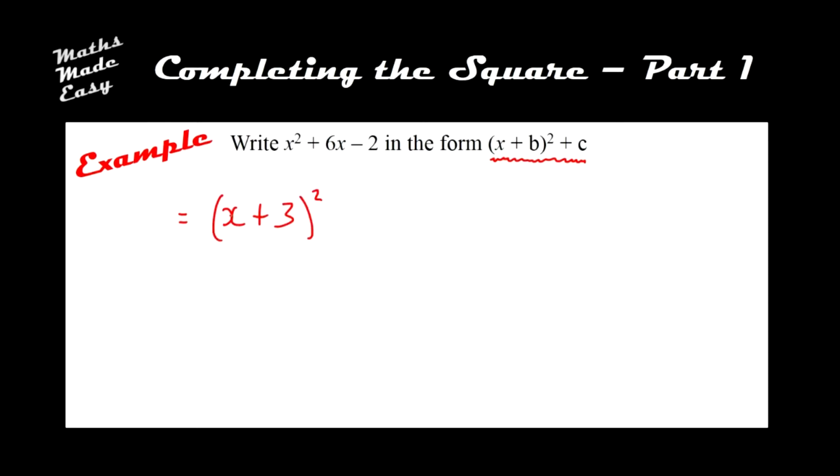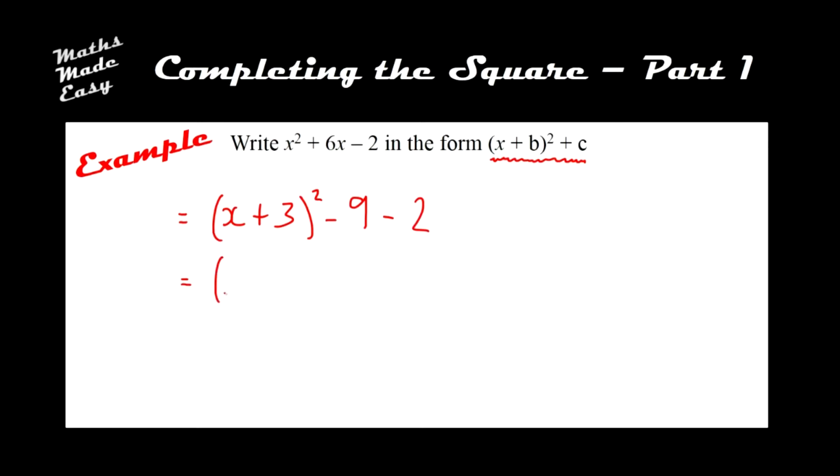Now if I expanded this, I'd get the x squared that I want. I'd get 3x and 3x, which makes 6x, which I want. But I would also get a positive 9. So what I do is I take away that 9. So this expression here is equivalent to x squared plus 6x. But that isn't exactly what I want. I want x squared plus 6x minus 2.